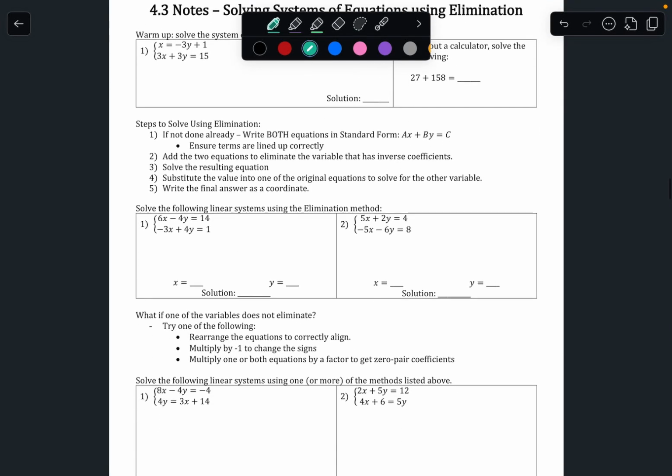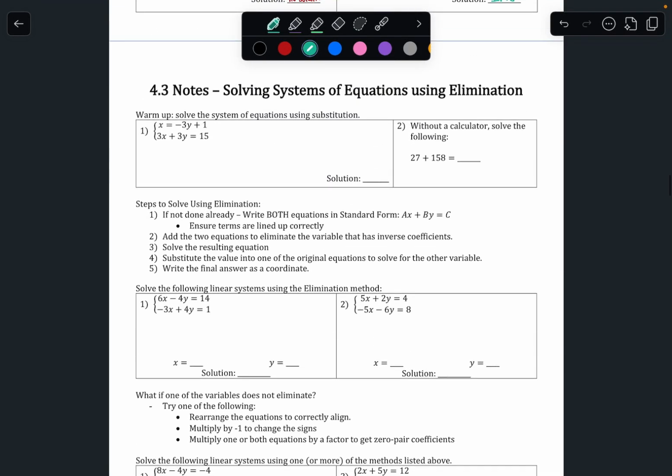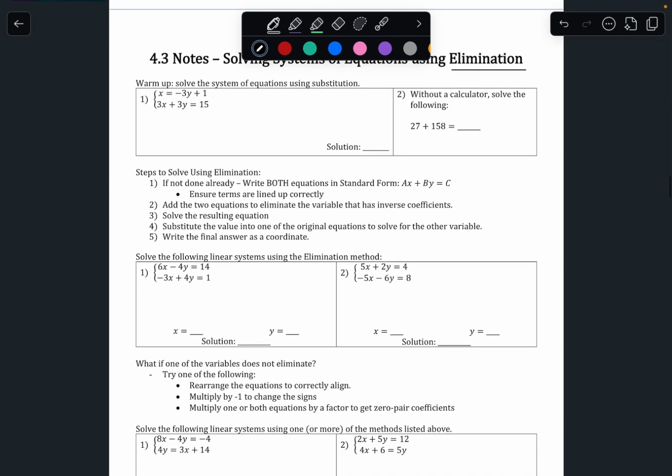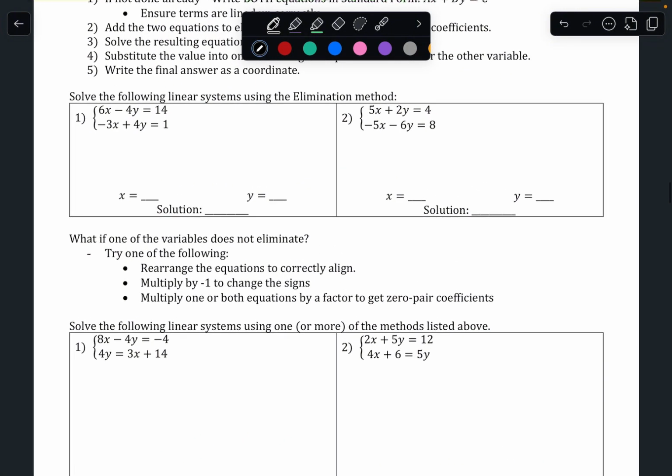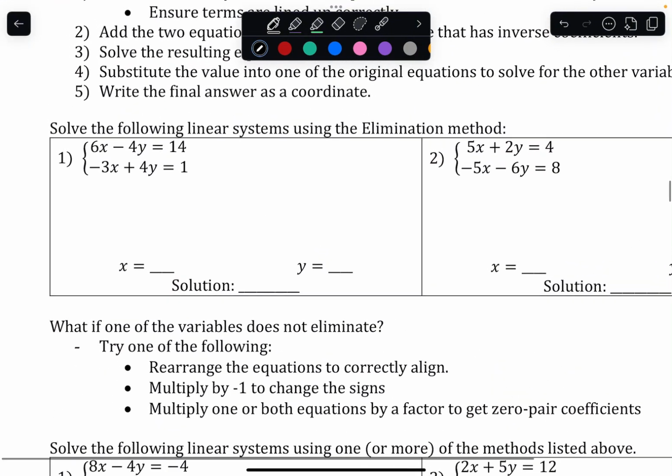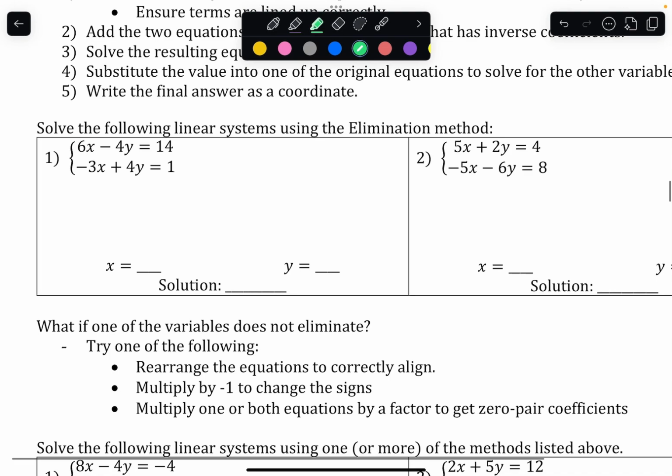Right, in this lesson, we are solving systems using the method of elimination. And so I'm just going to skip to some examples of elimination. With elimination, you have to make sure that your x's are lined up, your y's are lined up, your equal signs are lined up, and your constants are lined up. Once you have that set up, you are ready to add your equations, okay?